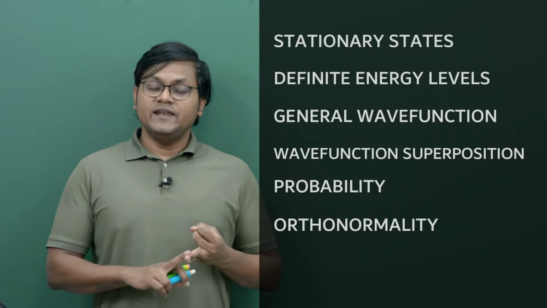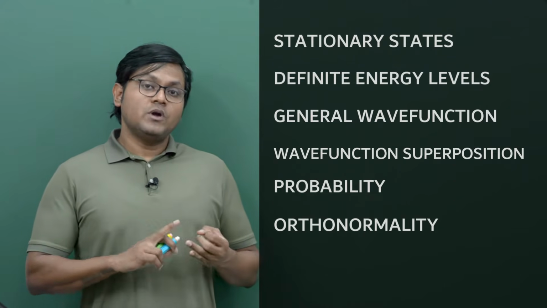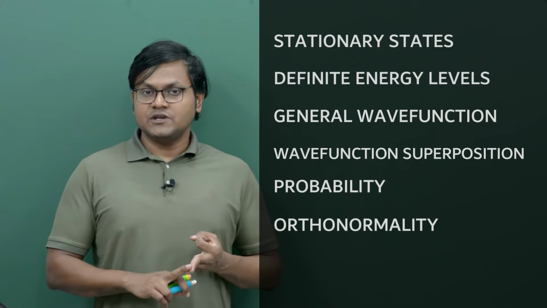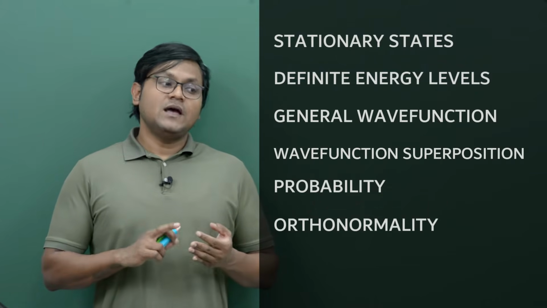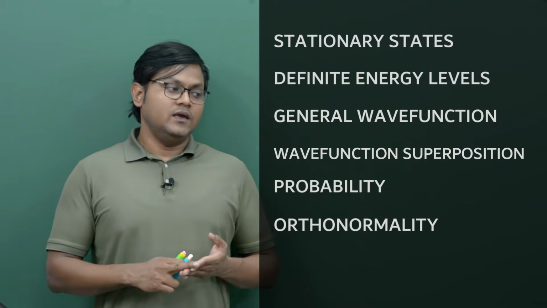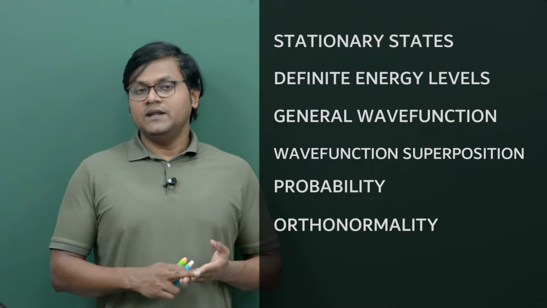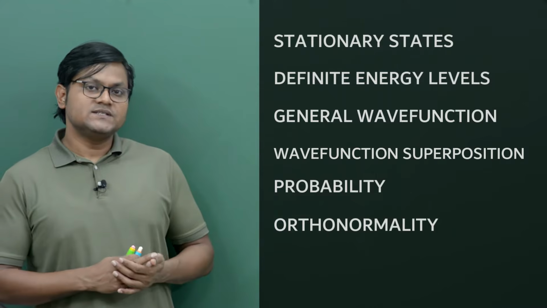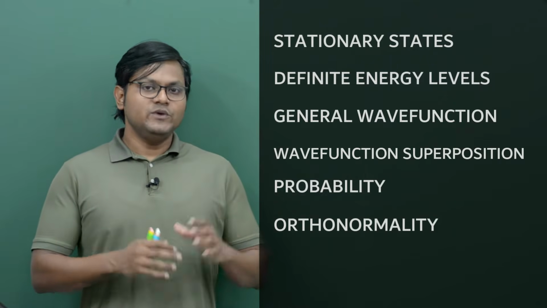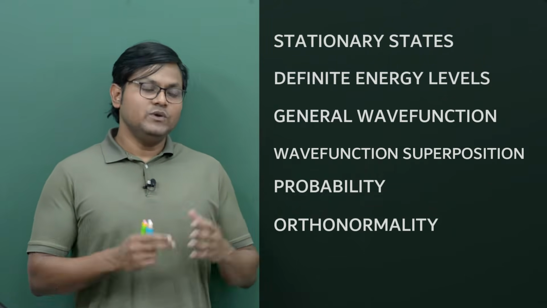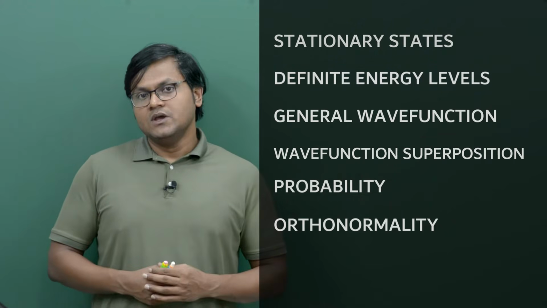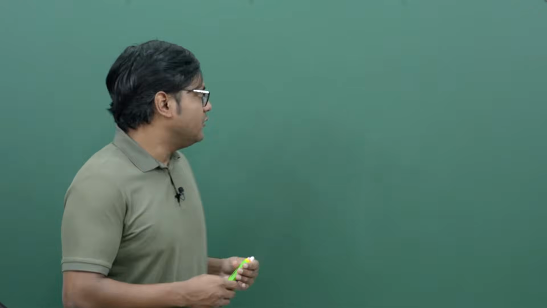For example, stationary states, definite energy levels, how to represent the general wave function solution as a superposition of eigenfunction solutions, what is the idea of probability of a particle being in a particular state, and finally orthogonality. So I'm going to discuss each of them individually so that we get an idea of what we are dealing with, so that we can use these concepts later on when we'll be dealing with different kinds of potentials. So let's first start with the Schrödinger equation itself.